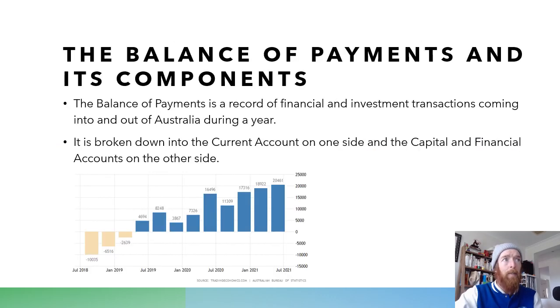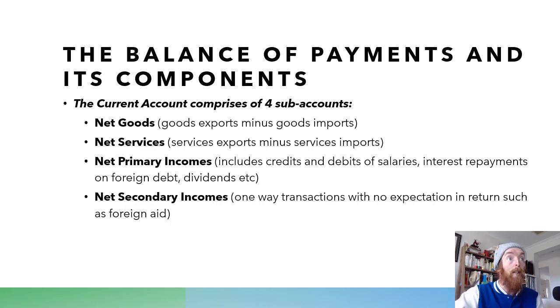The balance of payments and its components. The balance of payments is a financial record of all the money coming into and out of Australia in a financial year. It's broken down into the current account on one side and the capital and financial accounts on the other side. This is the current account, currently in surplus, important to know. It's broken down into 4 sub-accounts. Net goods, which is imports and exports. Net services, which is imports and exports of services. Net primary incomes, which includes credits and debits of salaries, interest payments on foreign debt, dividends, etc. And net secondary incomes, which is one-way transactions with no expectation in return, such as foreign aid.